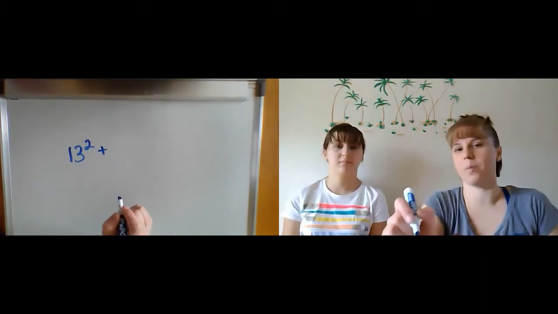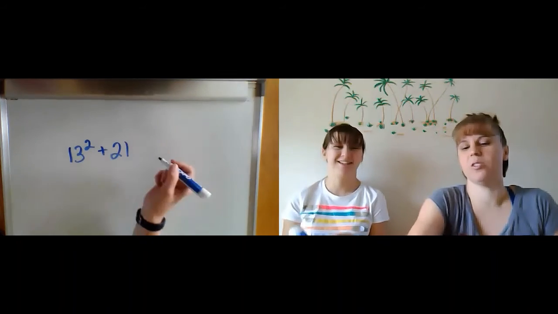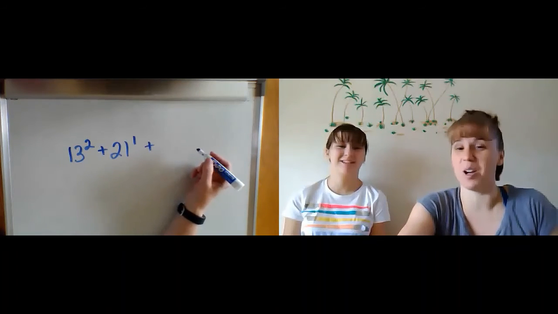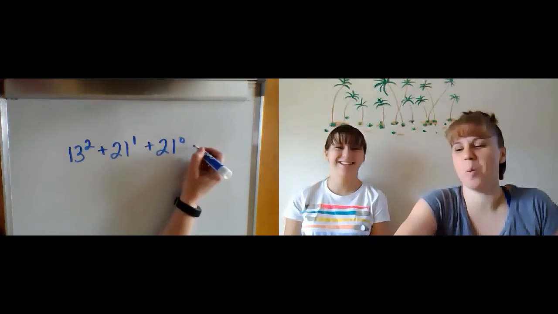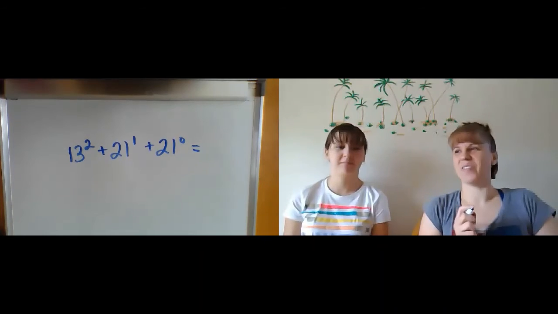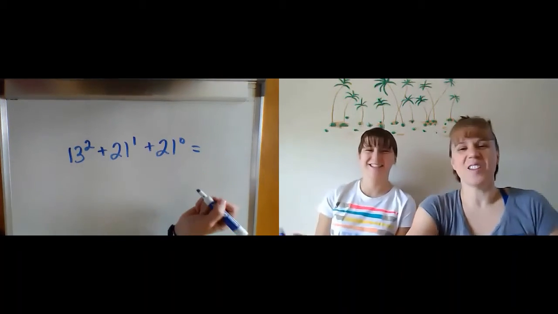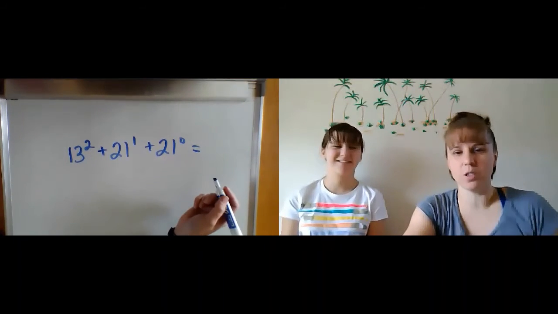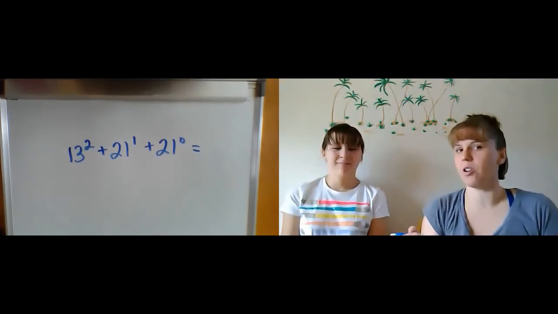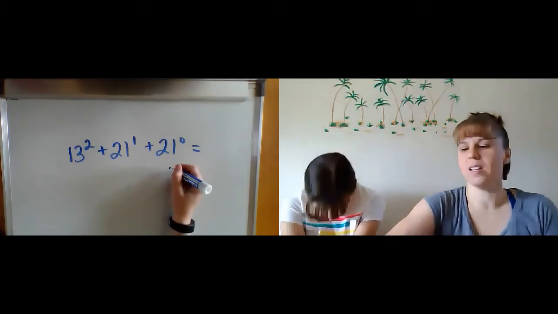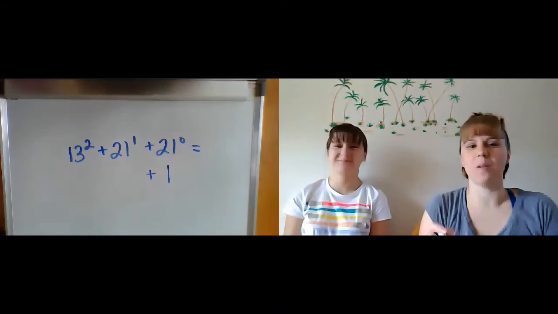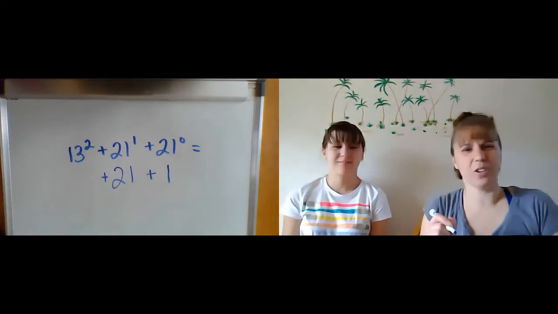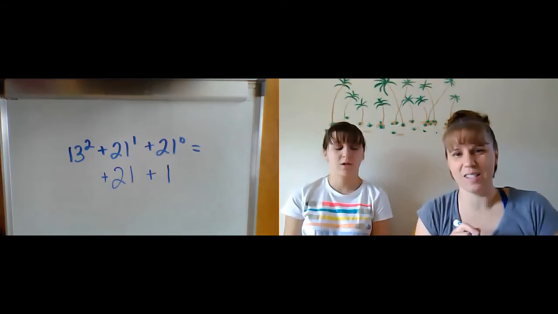Plus, Lena, what's your favorite number? 21. 21 to the first power, plus my lucky number, which is also 21 because somebody copied me. 21 to the 0 power. My number's unlucky. Okay, so we can pick and choose which ones are easier to do mentally. So 21 to the 0 power is 1. 21 to the first power is 21.